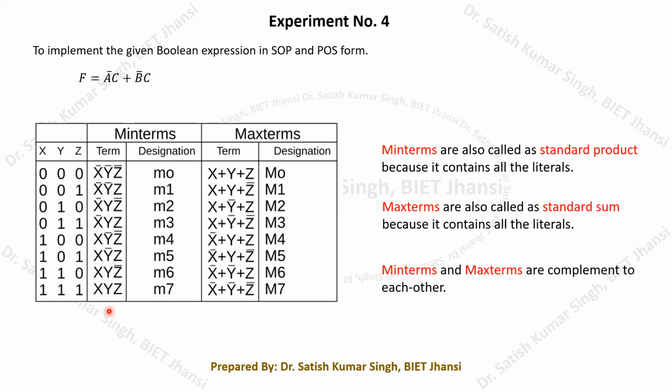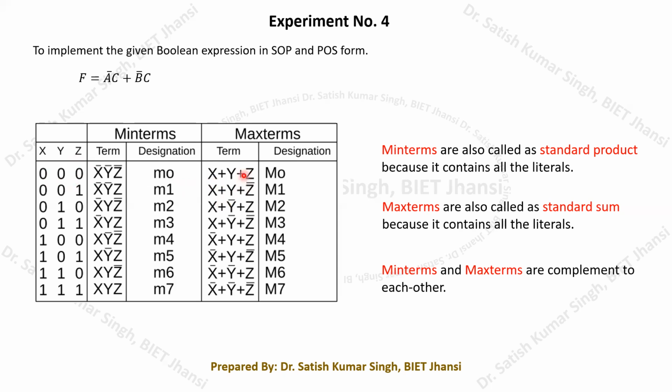Similarly, we can also get the max terms. To obtain the max terms, we first complement each Boolean variable, and then we perform the OR operation. For example, here the variable x is taking value 0, so that corresponds to x prime. This has to be complemented, so we get x. Similarly, we get y prime, which has to be complemented, and it becomes y. And similarly, this will become z. So we perform the OR operation between all these Boolean variables, and we get the max term equal to x plus y plus z.